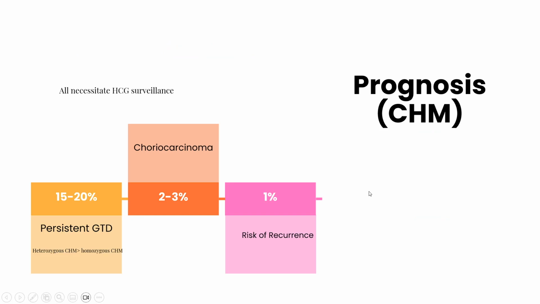Now, what about the prognosis? About 15 to 20% would turn into persistent GTD, and this occurs in the heterozygous types more than the homozygous types. Two to 3% will give rise to choriocarcinoma, and 1% would result in recurrence. And this sheds light on the importance of HCG surveillance in those cases.